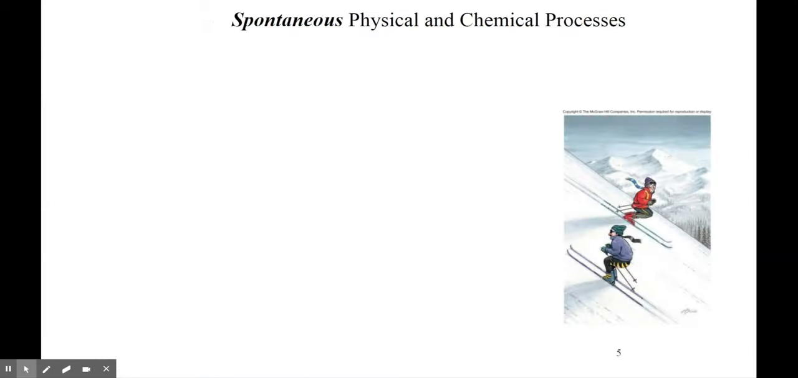So again, you can look at this figure of two people skiing. If I were to ask you, which one looks spontaneous? You could probably guess that the one in red, yep, that's going to happen. But the guy skiing uphill, that's probably not spontaneous. So that's what we want to figure out in this chapter: will a reaction happen?